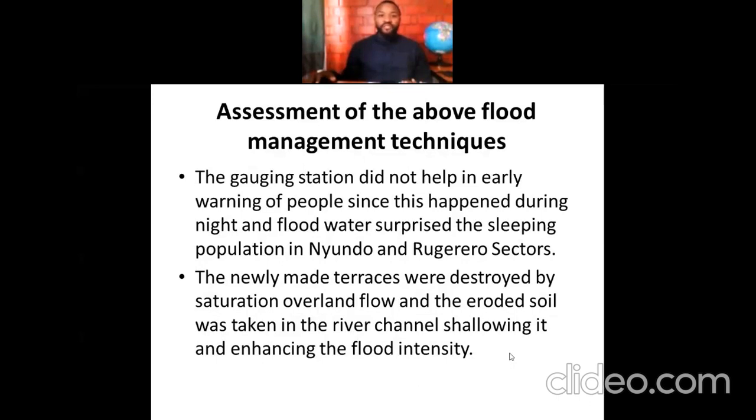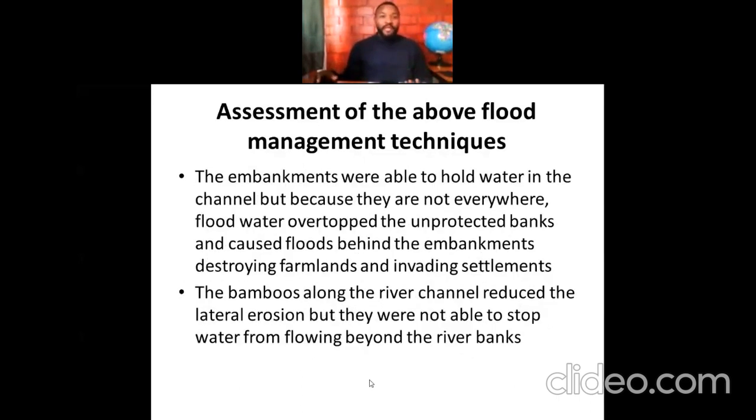And the gauging station did not help because the rain happened during night, so people were not able to be warned on time. And the newly made terraces were destroyed by saturation overland flow, and they were eroded, increasing silting in the river channel. And the embankments were able to hold water in the channel, but because they are not everywhere, flood water overtopped the unprotected banks and caused floods behind the embankments.